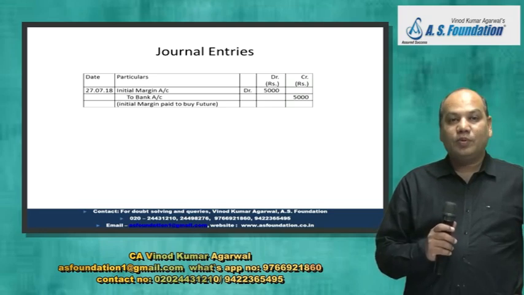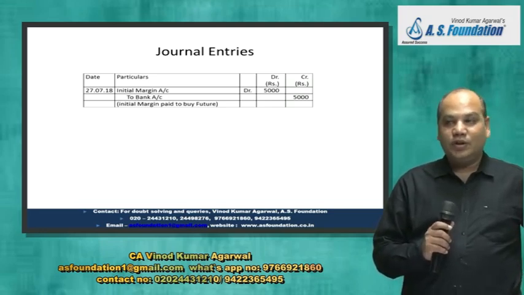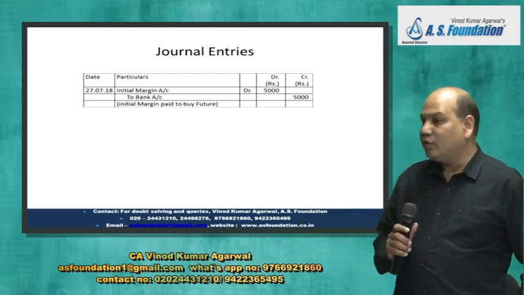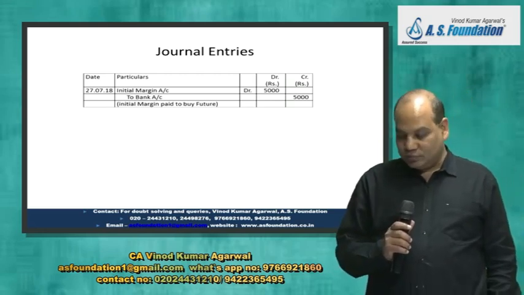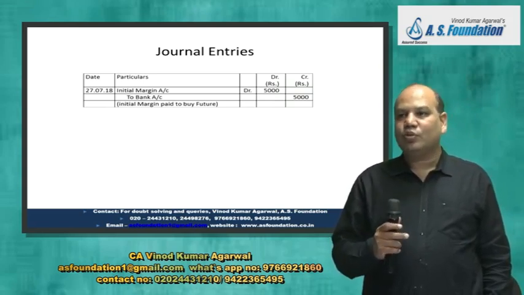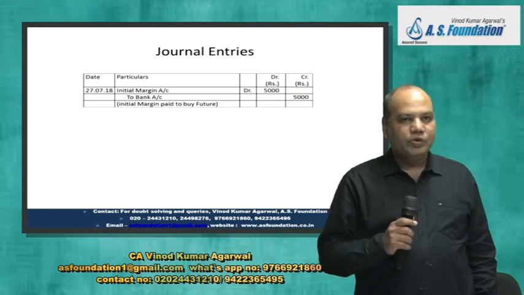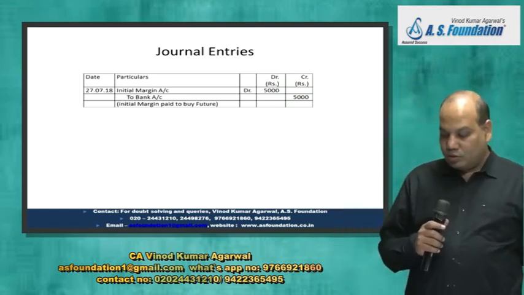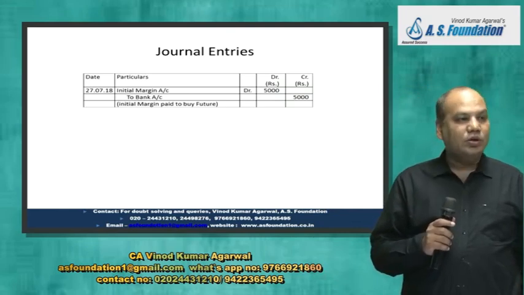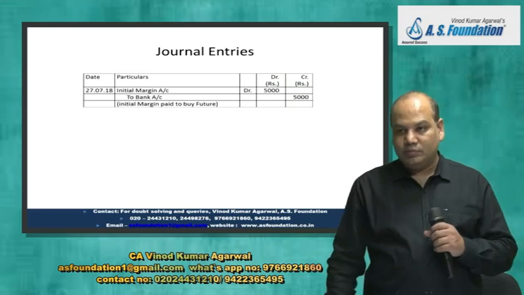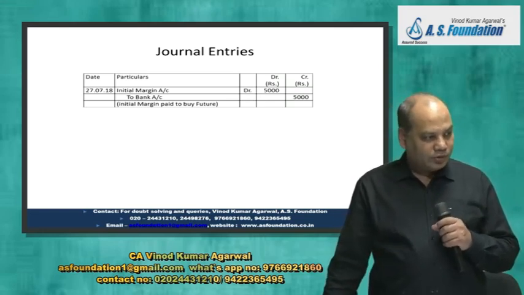First we will have to deposit the initial margin. What is the initial margin in this problem? 5,000. Is it changing throughout the problem? No. Initial margin in this problem is not changing. So write down initial margin account debit to bank, 5,000 being initial margin money paid to buy future.